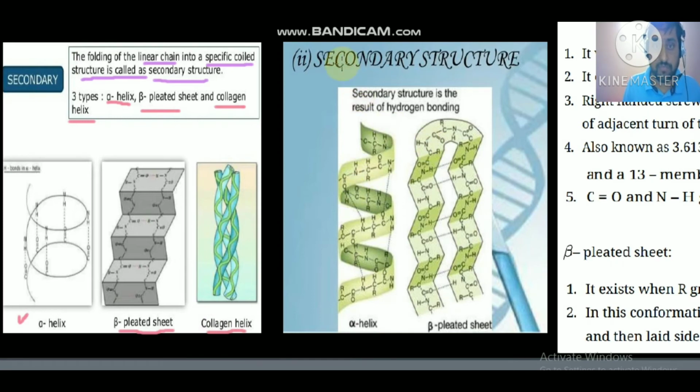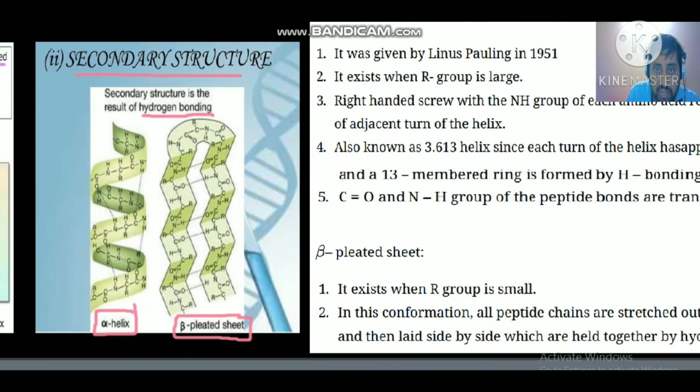See another example, another diagram, secondary structure of proteins, and that is due to the hydrogen bonding between the different layers or the coils. Here you can say this is the alpha helical form, or this is the beta-pleated sheets. Now how they are formed and what are their characters, we can say.